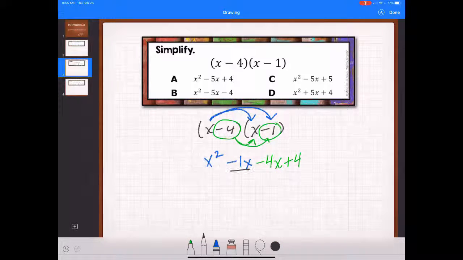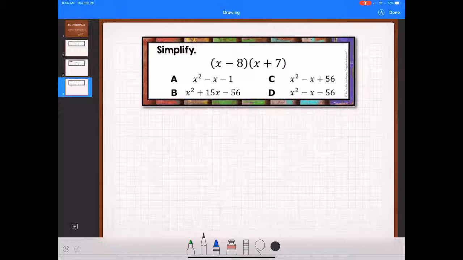Then we're going to combine the same terms that are in the middle. So negative 1x, you could either say plus negative 4x, or you could say negative 1x minus 4x means the same thing, is negative 5x. Drop down the front term, so there's x squared. Drop down the back term, that's plus 4. So your answer is x squared minus 5x plus 4.